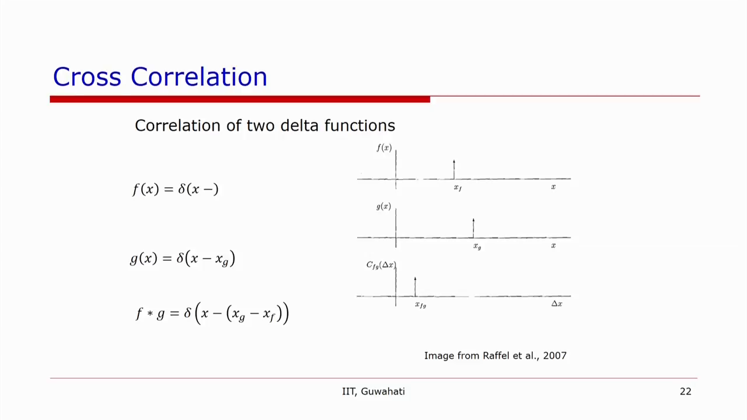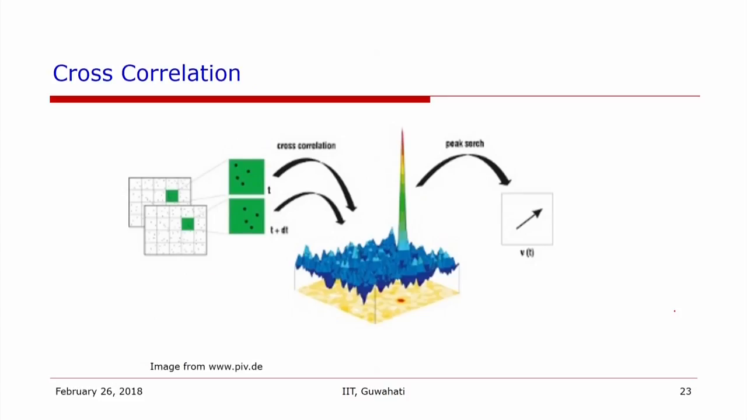So, let us say f of x is equal to delta of x minus x_f, the first function, which is a delta function, and another delta function g of x, which is given as delta of x minus x_g. The multiplication of the two is given by delta of x minus x_g minus x_f. So, one can get the displacement as x_g minus x_f. So, one gets a peak here. So, using this technique, one can obtain the delta x.